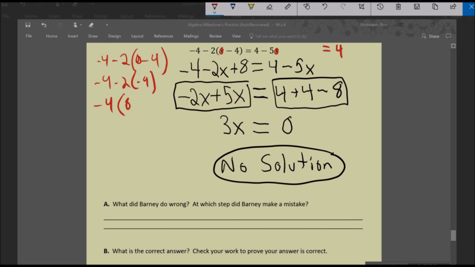We can get rid of the parentheses now. Plus 8. And that would give us 4. So the left-hand side would equal the right-hand side. That's what you would put right there for B. You plug your answer in for the variables and see if the left-hand side equals the right-hand side. That's what you're going to do there.